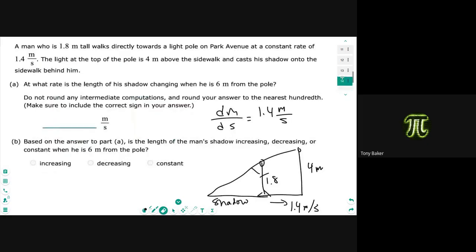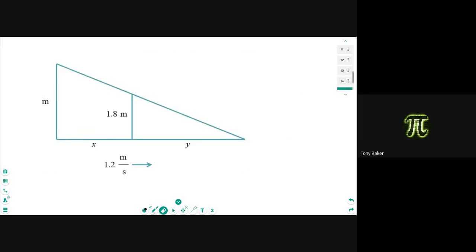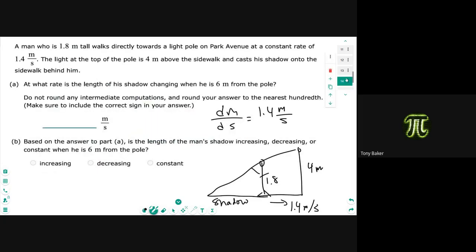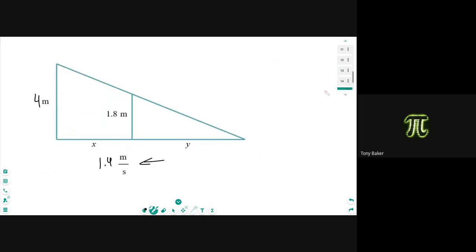Is it 6? Was it 6 high? 4 high. And he's going that way. That matters. The direction that he's walking relative to the light actually makes a difference. In this case, he's walking towards the light. In the problem that the picture I just copied came from, he was walking away from the light. That's going to matter in terms of the sign of your answer.